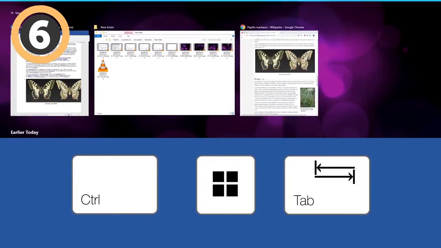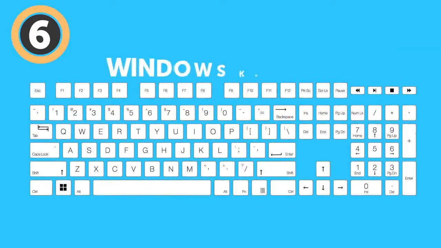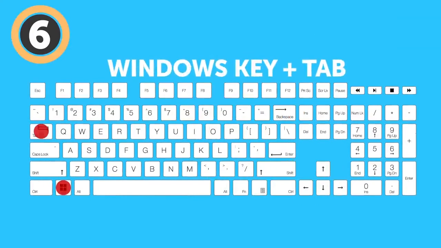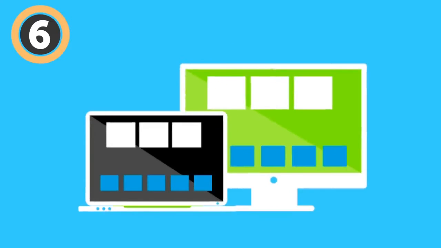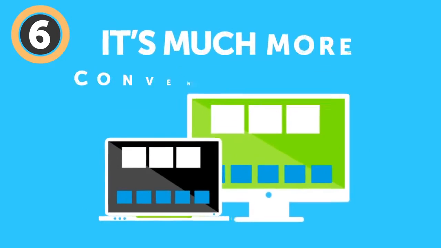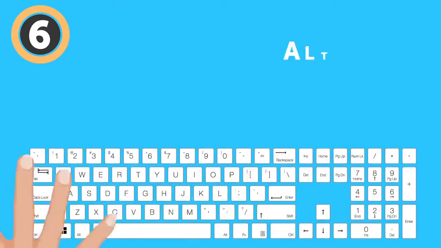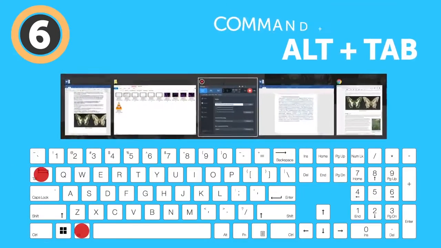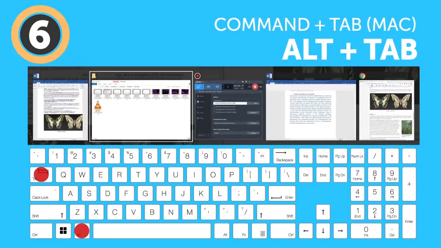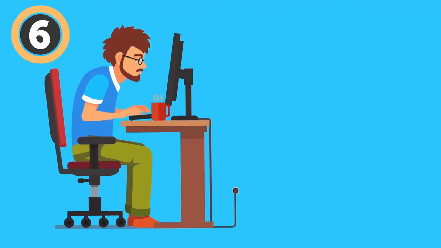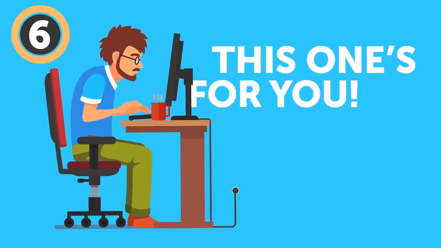Another way to open the task view, press the Windows key plus Tab. This is the PC equivalent to the Mac's Mission Control. It provides a broader view of open windows and available desktops, and it's much more convenient to use. And finally, there's the hotkey Alt plus Tab or Command plus Tab on a Mac that will allow you to swap programs without previously displaying them, like a deck of cards. If you work with just a couple of windows at once, this one's for you.